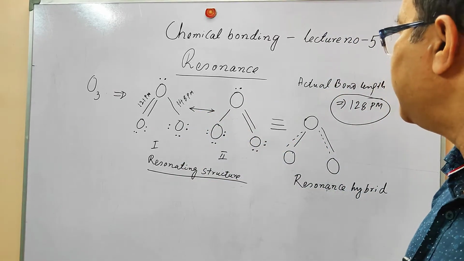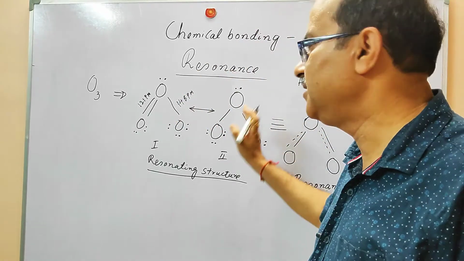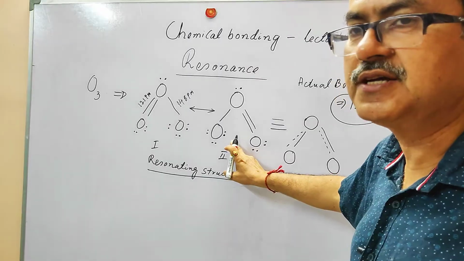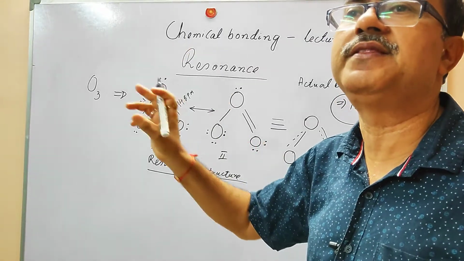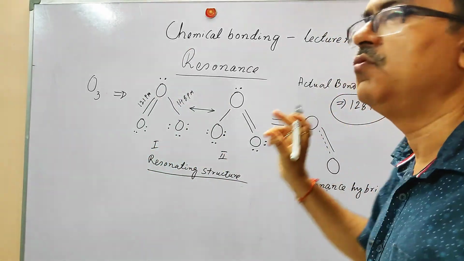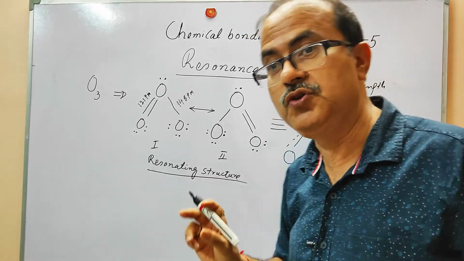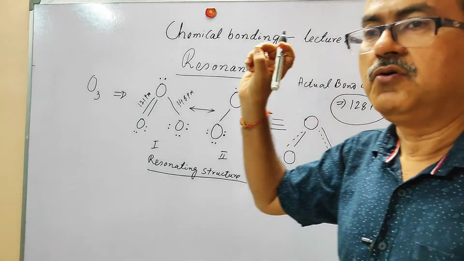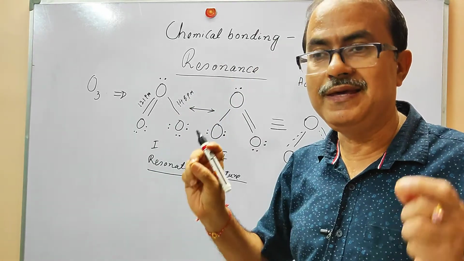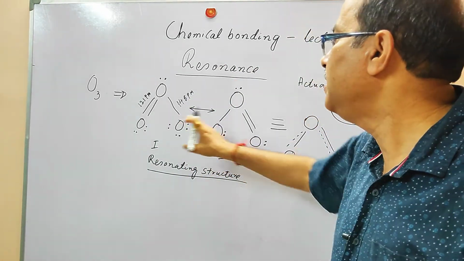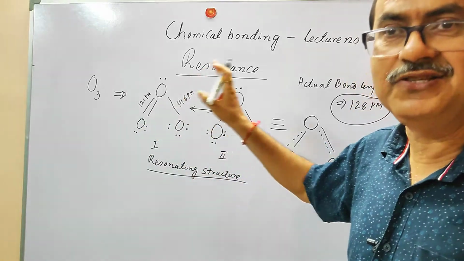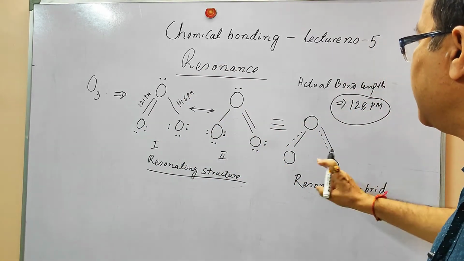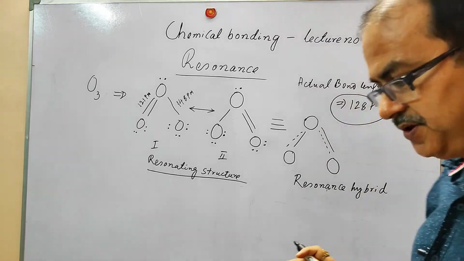So we can understand from the Lewis structures that neither this Lewis structure nor this Lewis structure will be able to explain the bond length of the actual O3 molecule. So its structure is basically considered to be in between all these structures, and this is called the resonance hybrid, and it is displayed like this, and this bond length is 128 pm.